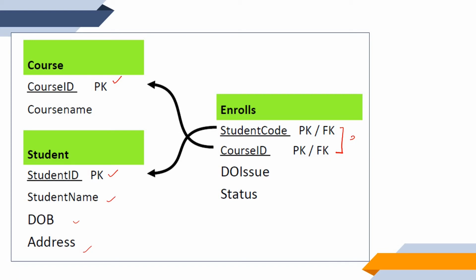That means after mapping an M to N relationship, we are not generating two relations. We have three relations, three table structures. One is the original course table, the second is the student table, and the third is the enrolls table. So after mapping an M to N relationship, we generate a new table, in this case named enrolls, which has the primary keys of the other two tables as foreign keys, and those two foreign keys taken together serve as the primary key of the enrolls table. Understood? I think now this is clear.